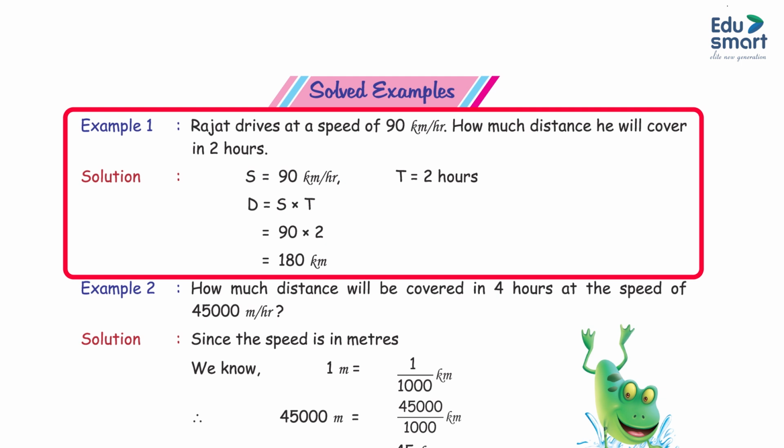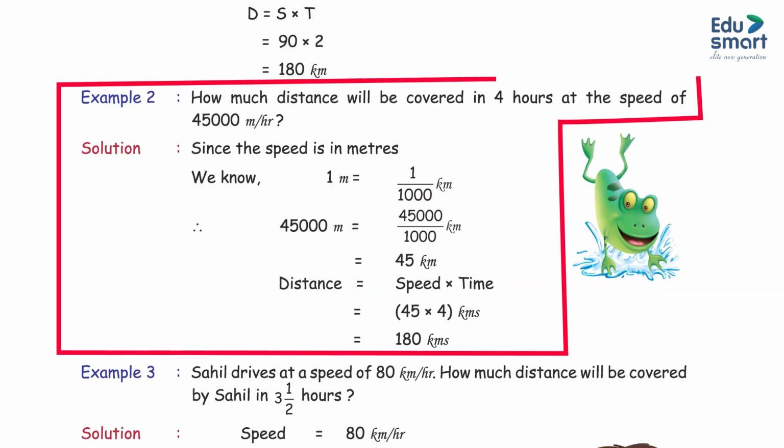Solution. S = 90 km per hour. T = 2 hours. D = S × T. 90 × 2 = 180 km. Example 2. How much distance will he cover in 4 hours at the speed of 45,000 meters per hour?